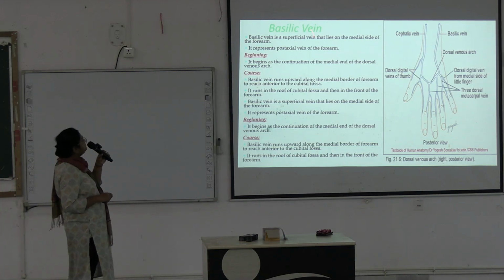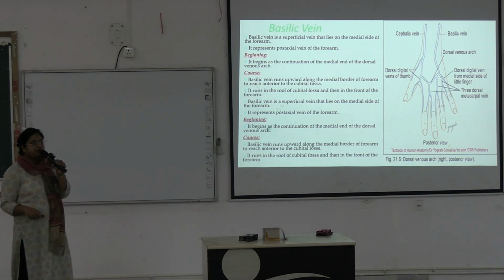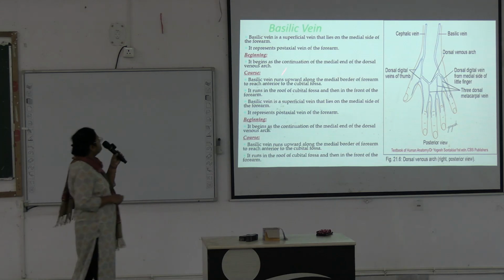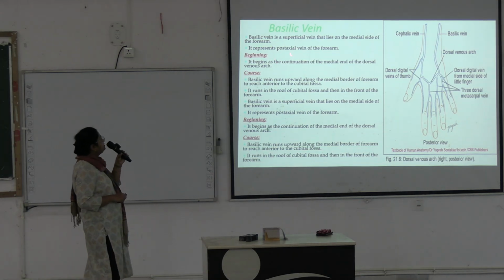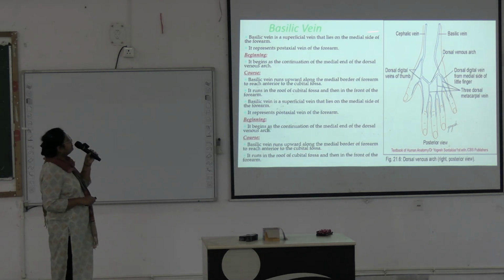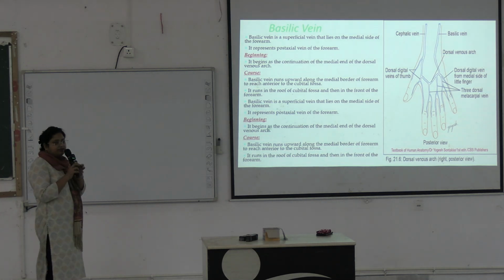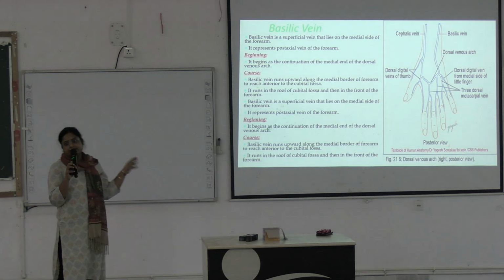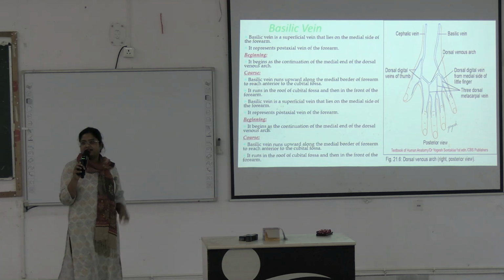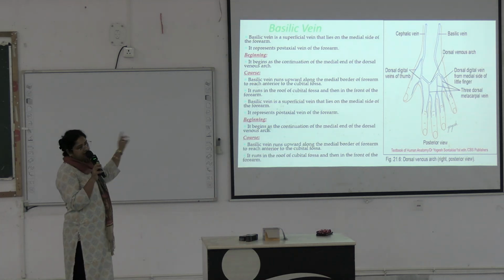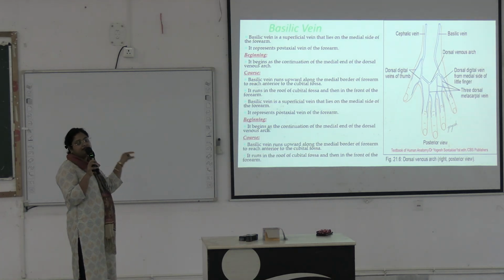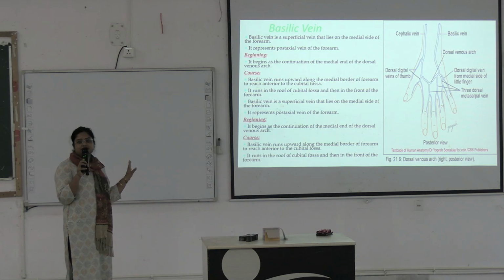Next, we are going to the basilic vein. This is also a short note. The basilic vein is a superficial vein that lies on the medial side of the forearm. This is also an OSPE question. You have to identify the structure in the cadaver. For it also, the beginning, termination and tributaries are important.